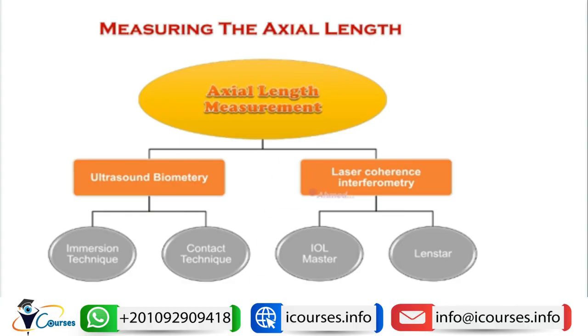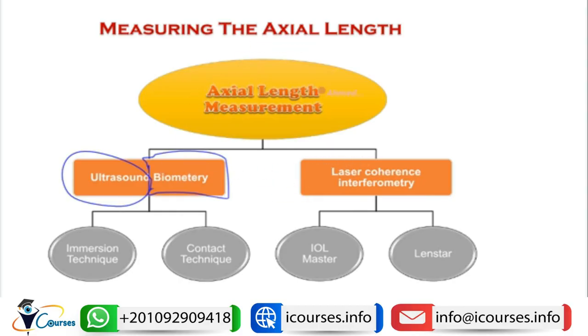We have two methods in order to measure the axial length. It can be done by ultrasound, and if we are measuring the axial length in order to obtain the IOL power calculation, this process is called biometry. So ultrasound biometry is one method for measurement of the axial length, and the other method is laser coherence interferometry. So what will be the major difference between the laser and the ultrasound?